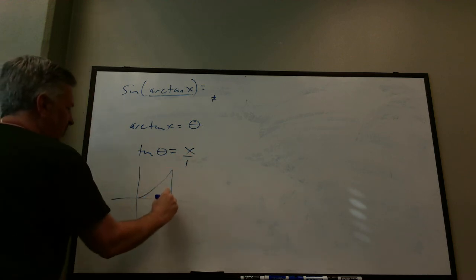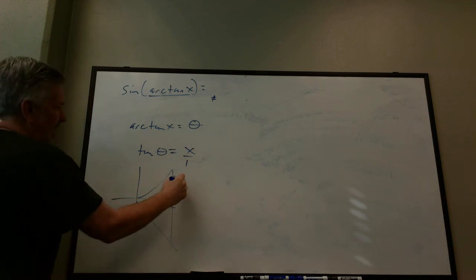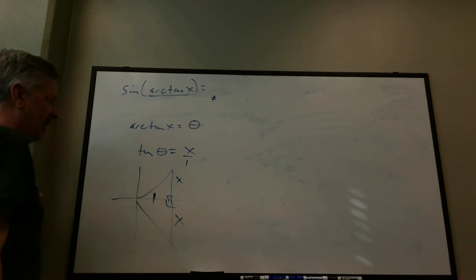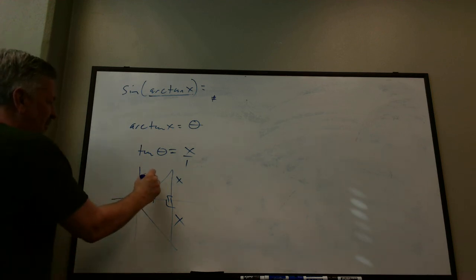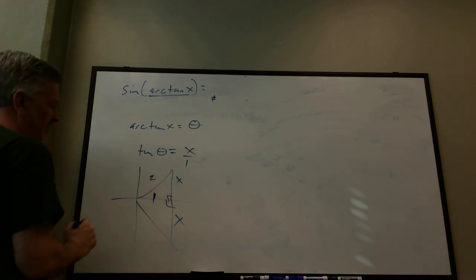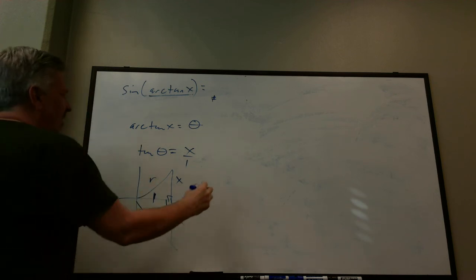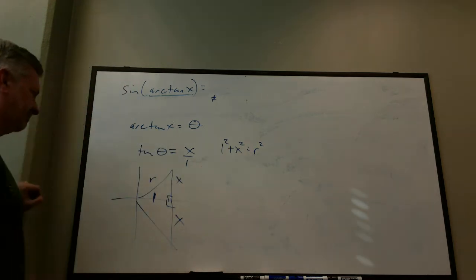So if I'm in the first quadrant or the fourth, right? Tangent is opposite over adjacent, right? Opposite over adjacent. I found the wrong side. I put the 1 in the wrong place, sorry. Okay, now I need to find the hypotenuse. Let's call it what we did before, say r. So 1 squared plus x squared is r squared.